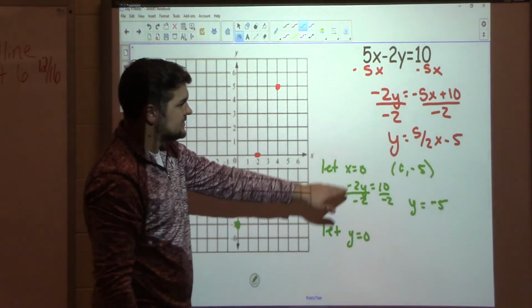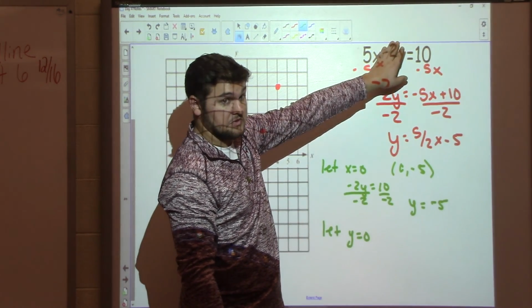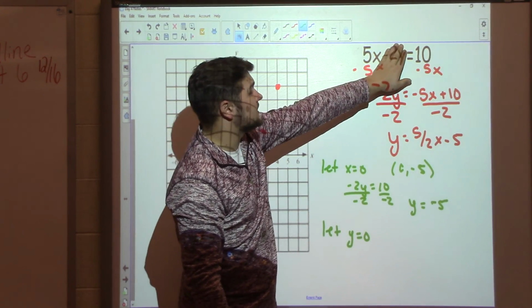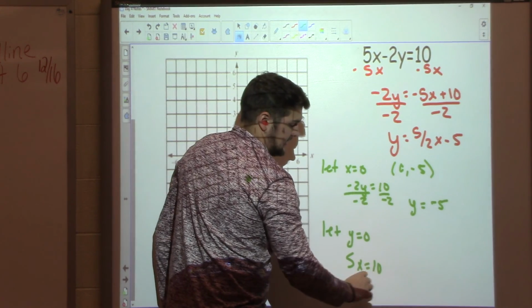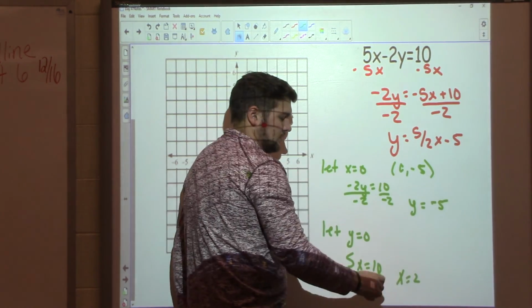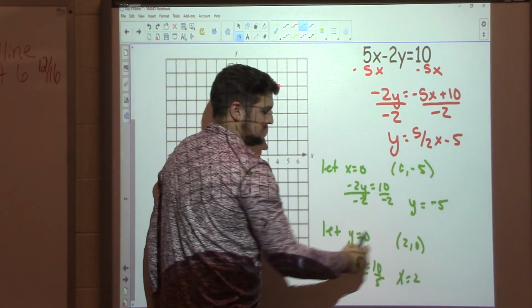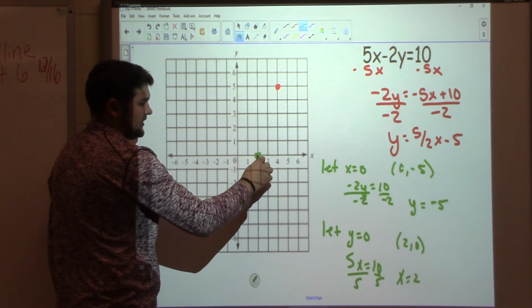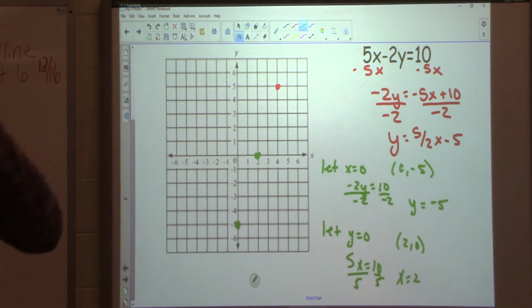Then I would let y equal 0. If I do negative 2 times 0, what do I get? 0. So I cover it up. I'm left with 5x equals 10. I divide by 5. x equals 2. So at 2, 0, I would have another point. Notice my points line up. They should. If I do it either way, I should get the exact same line.